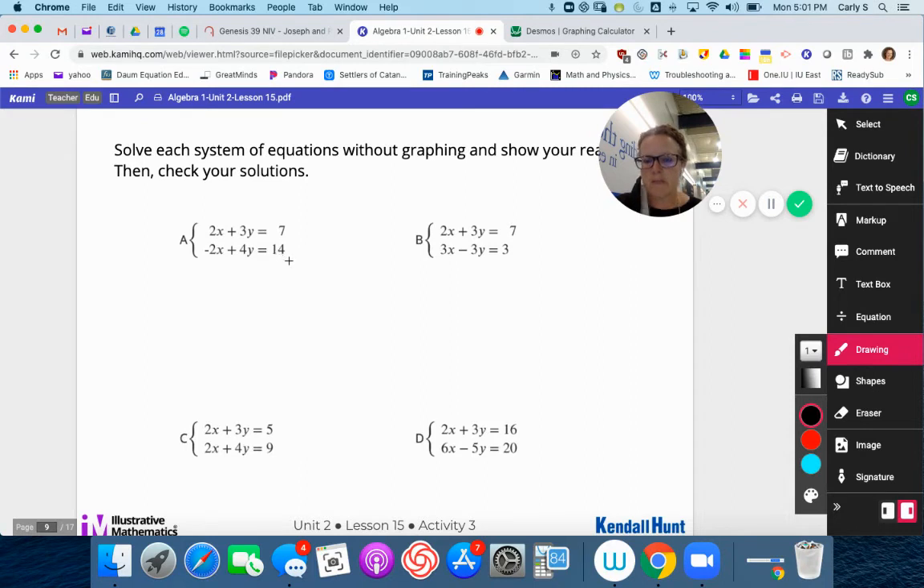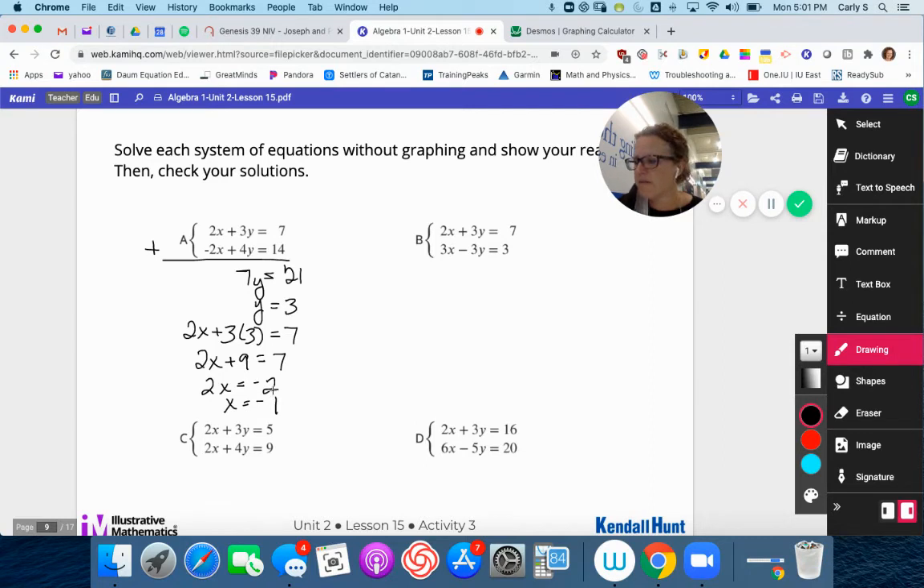So here, my first term is a 2x and a negative 2x. So I can add those together. 7y equals 21, y equals 3. Go ahead and plug it into anything. Just substitute it. 2x plus 9 equals 7. 2x equals negative 2. x equals negative 1. So I have 3 and negative 1.